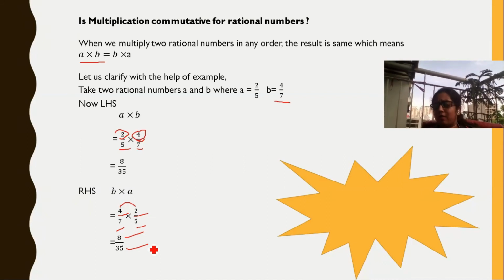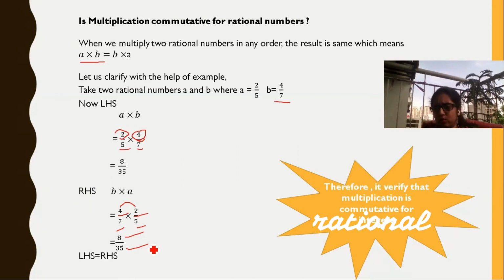When we solved the left hand side, we got 8 upon 35. And when we solved the right hand side, we got 8 upon 35. So left hand side equals right hand side, which means that multiplication is commutative for rational numbers. It means when we multiply two numbers in any order, our answer is the same.